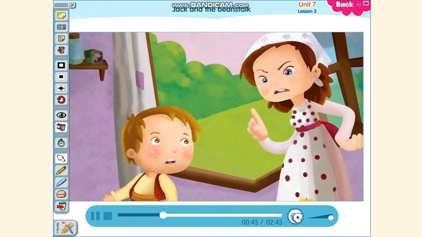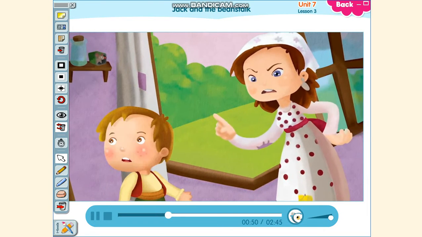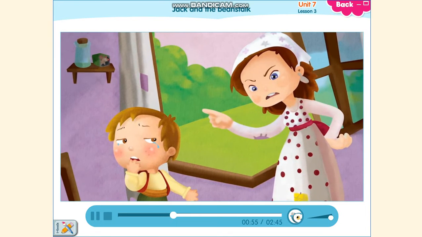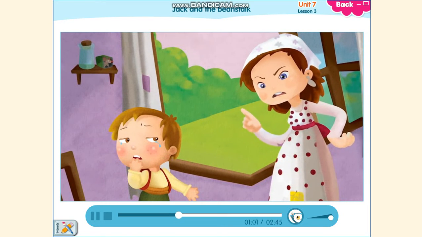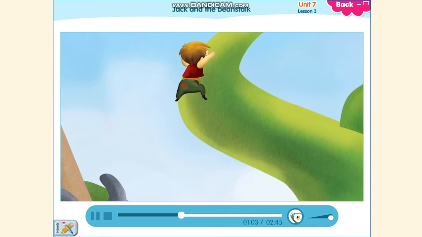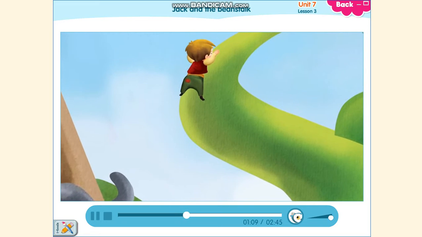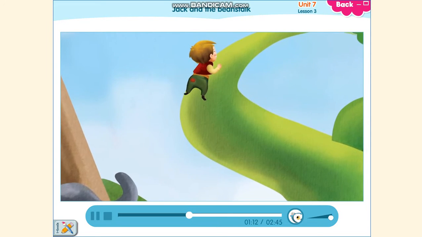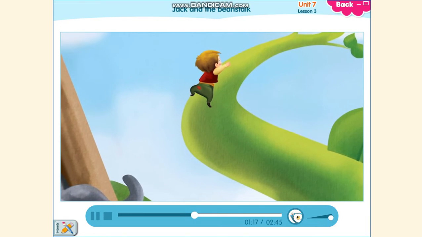Jack took the beans home. Mummy was very angry. Now we have no cow and no money, she said. She threw the beans out of the window. The next morning, there was a giant beanstalk outside Jack's window. Look, which plant is this? Beanstalk. It was so tall, it reached the sky. Jack climbed up the beanstalk.